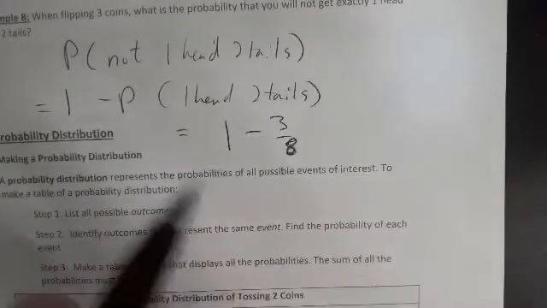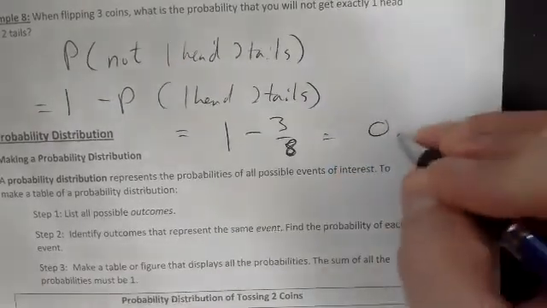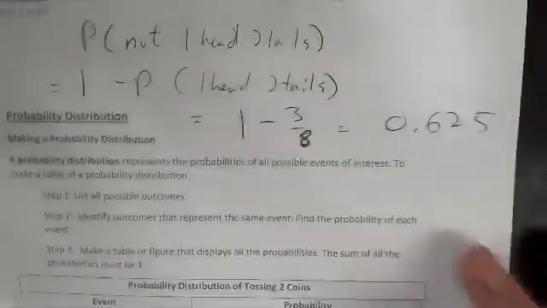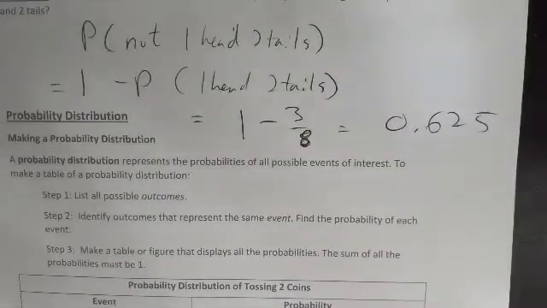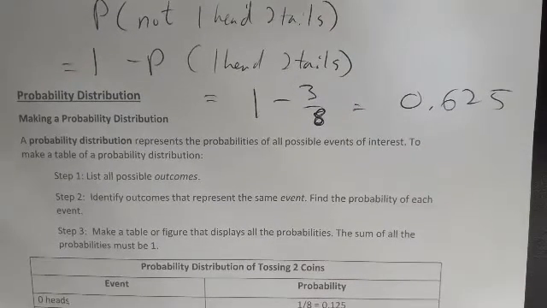And 5/8, I didn't give the decimal, but it is 0.625. I should probably give the decimal because that is usually how we express probabilities, between 0 and 1 as a decimal, although sometimes it is easier to express it as a fraction.